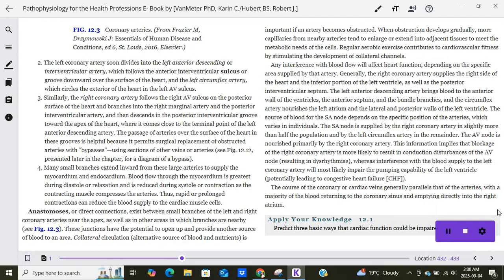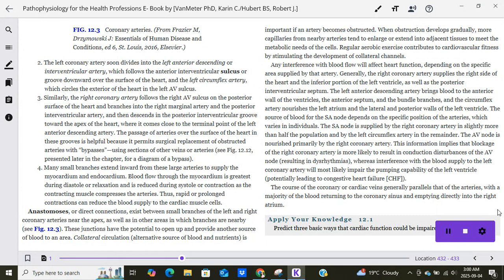The source of blood for the SA node depends on the specific position of the arteries, which varies in individuals. The SA node is supplied by the right coronary artery in slightly more than half the population and by the left circumflex artery in the remainder. The AV node is nourished primarily by the right coronary artery.